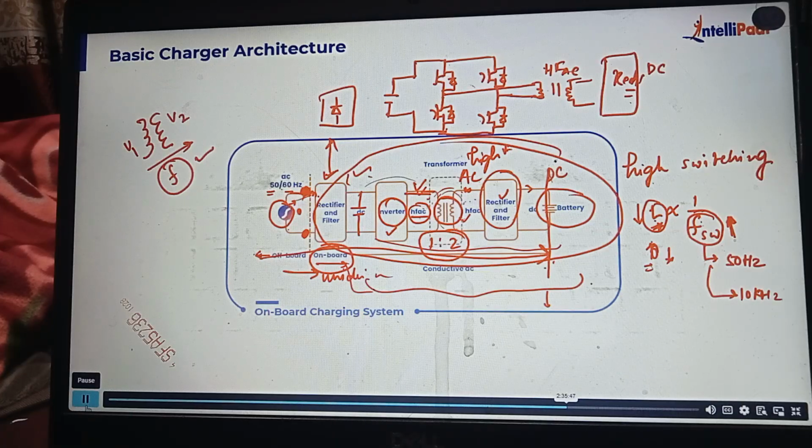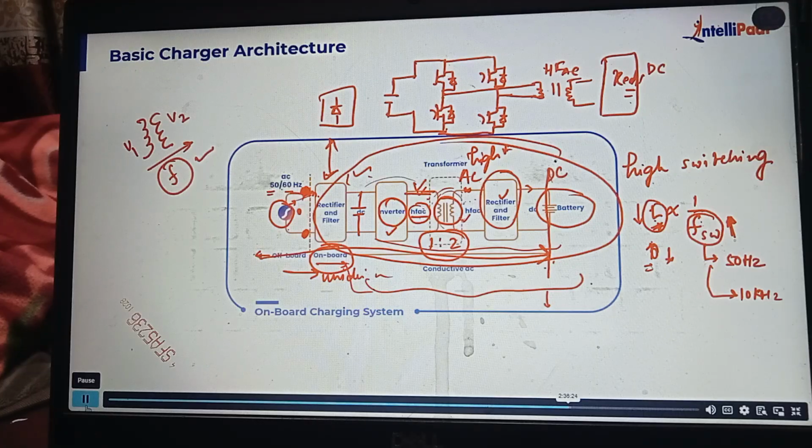I have seen that Nexon EV charger. It is quite a heavy charger, meaning some circuit is inside that charger. Yes, that is the onboard charger. What are the components shown in this? Whatever charger I'm showing here, those are the components included. Inverter, rectifier, high frequency transformer, all these things are there inside the charger.